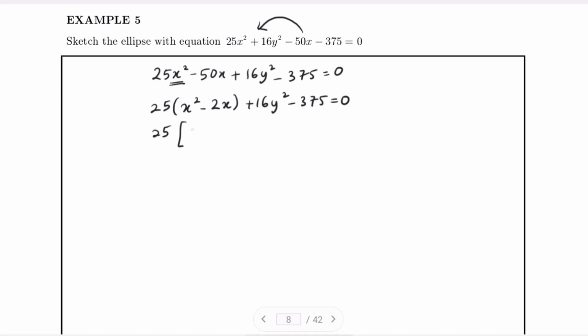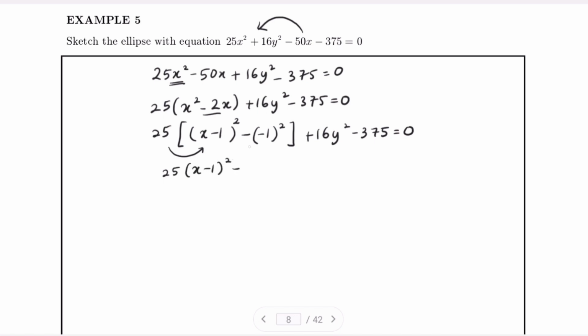Okay, so we can start our completing the square. So in the bracket, it's going to be half of negative 2, which is negative 1. And then minus negative 1 square. Plus 16y squared minus 375 equals to 0. Sorry, I forgot to put the square over here. Next, you're going to expand. Okay, so you get negative 25 plus 16y squared minus 375 equals to 0.